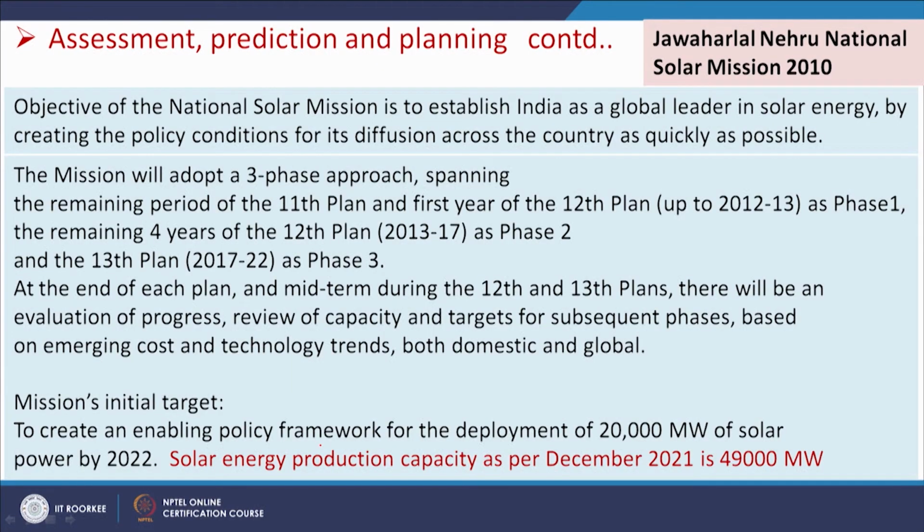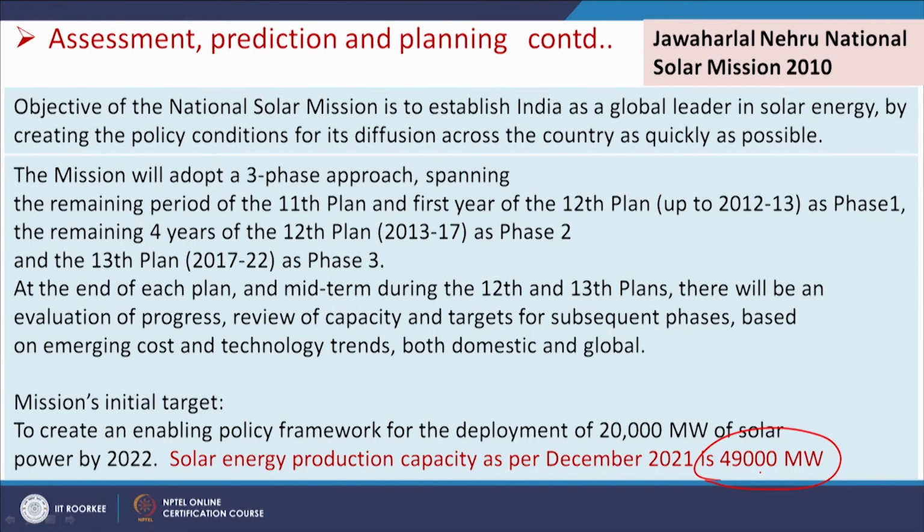Now, I will give you a glimpse of the Jawaharlal Nehru National Solar Mission. In 2010 it was established, and the target was to make 20,000 megawatt of solar power by 2020, and there were some interim assessment options also, but we are very happy to know that this mission succeeded, and before 2022, in December 2021, 49,000 megawatt of solar energy was produced in the country. So, this is the installed capacity as of December 2021.